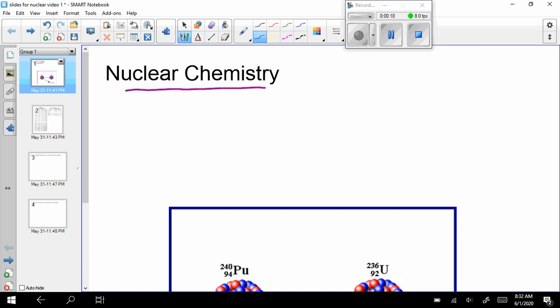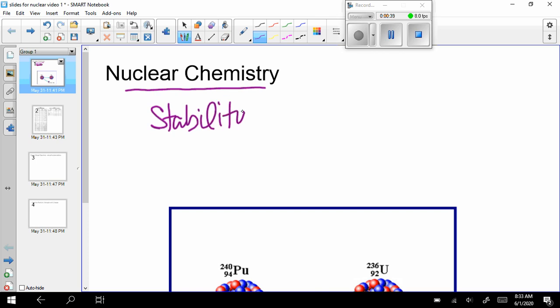So all year long we have been talking really about the outside of the atom, the electrons, and how elements bond and form compounds and how compounds can react and change compounds. But now we're really just going to focus on the nucleus and how the nucleus can change. And just like with electrons, it's really about stability.